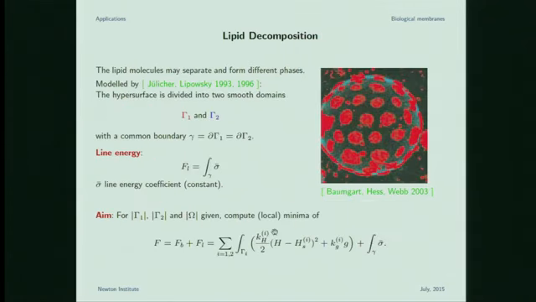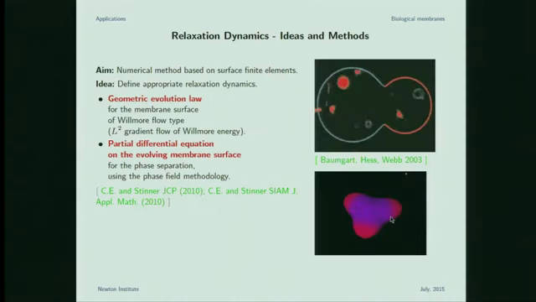And the idea is that we're going to approximate this. We're going to use a sharp description of the surface. But on the surface, I'm going to use a Ginzburg-Landau energy to approximate the line energy. So there's an evolving phase field equation on the surface. And the idea is we're going to do relaxation, a gradient flow. So there's going to be a geometric evolution law for the membrane surface coupled to a parabolic equation on the surface.